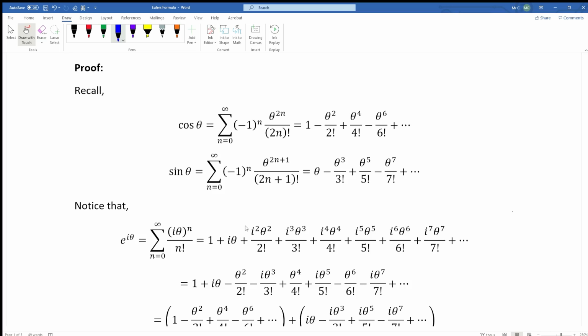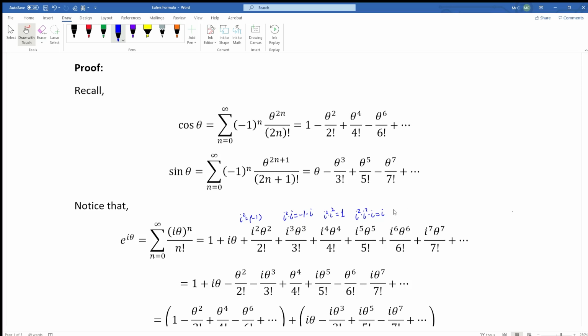So notice this i squared here, by definition, i² equals -1. Now i³, on the other hand, is i² times i, which is -1 times i. i⁴ is i² times i², which is -1 times -1. That's just +1. Now i⁵ becomes i² times i² times i. We already know i² is -1 times i² is -1. That's 1 times i. So this is just i. And at this point, we start to see a pattern. We get -1, -i, +1, +i.